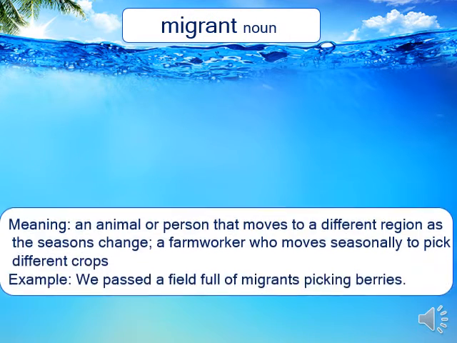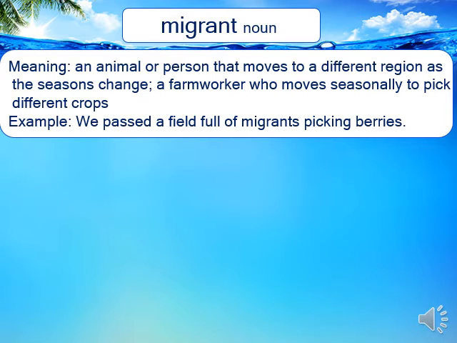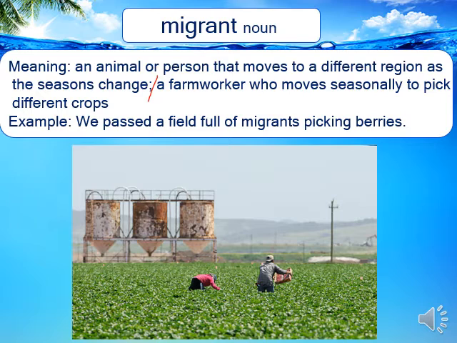And migrant. Migrant is a noun and it means an animal or person that moves to a different region as the seasons change. Like these animals that migrate from one place to another searching for food or water. Or a farm worker, especially a farm worker who moves seasonally to pick different crops. So people who work on the farms. And the example is, we passed a field full of migrants picking berries. The farm workers move from one place to another according to the season, searching for work.